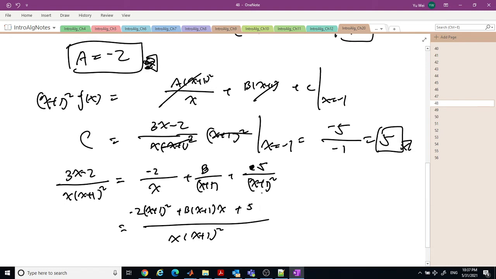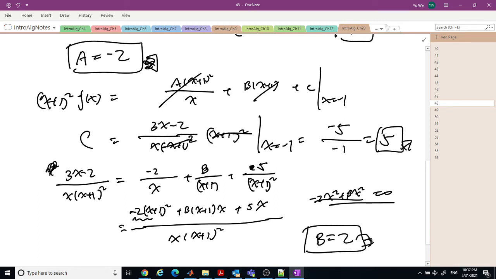plus 5 times x. Okay, now you can see we don't have the square term here, right? So we have the negative 2 square term and we have b. So negative 2 plus b should become 0, right? So finally b is 2. Okay, so by using this way, you can see it's a little bit faster to solve the coefficients.